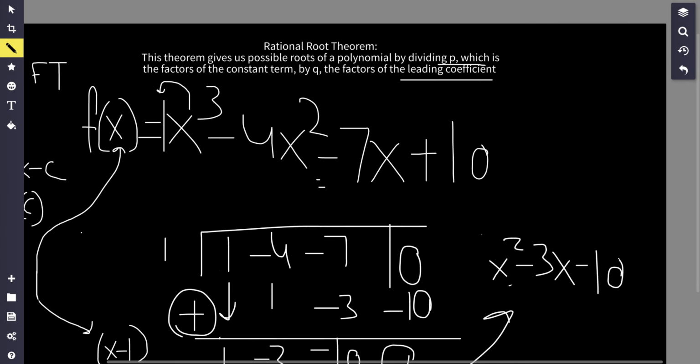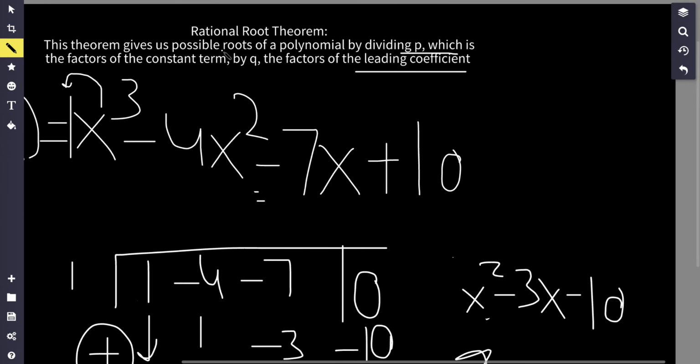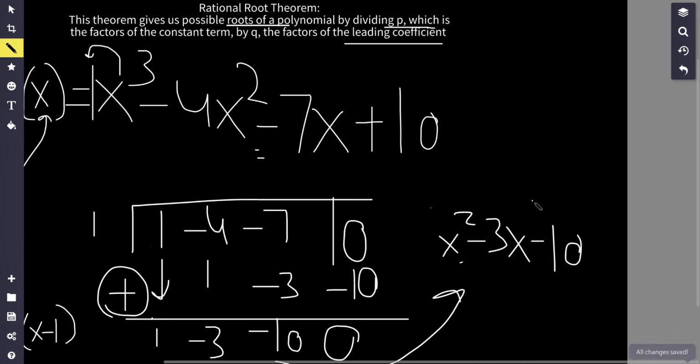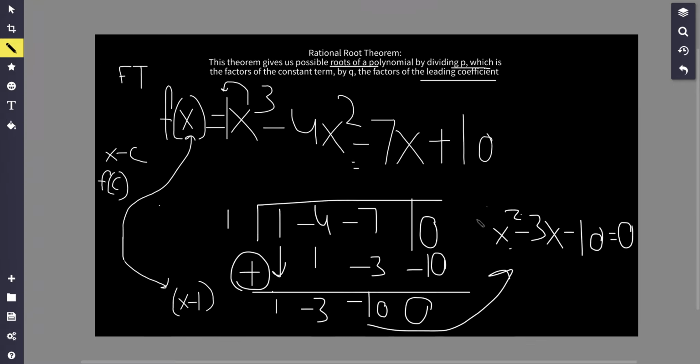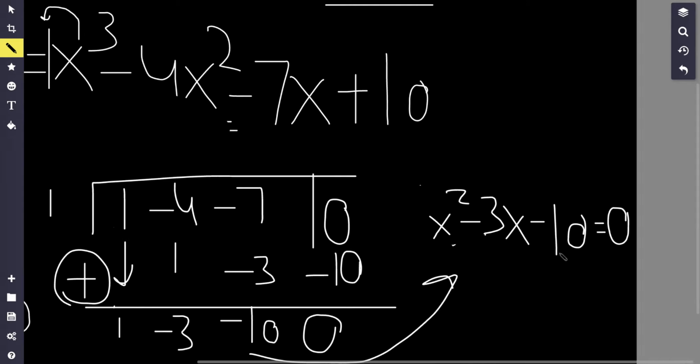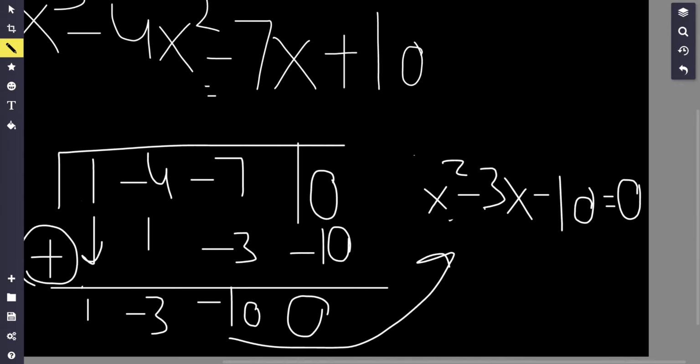And because I want to find out the roots of the polynomial, right? I want to find out the factors of it, right? I'm going to set this equal to 0, because I want to find out the factors of it. So now what I have to do is I can either use the quadratic formula, or I could just look for two numbers that multiply out to be -10 and add up to be -3. And that combination is -5 and +2, right?